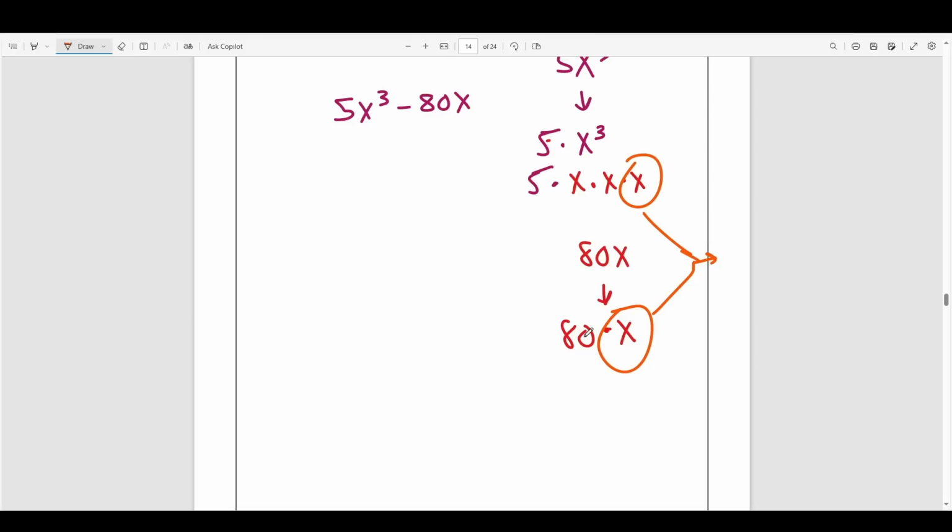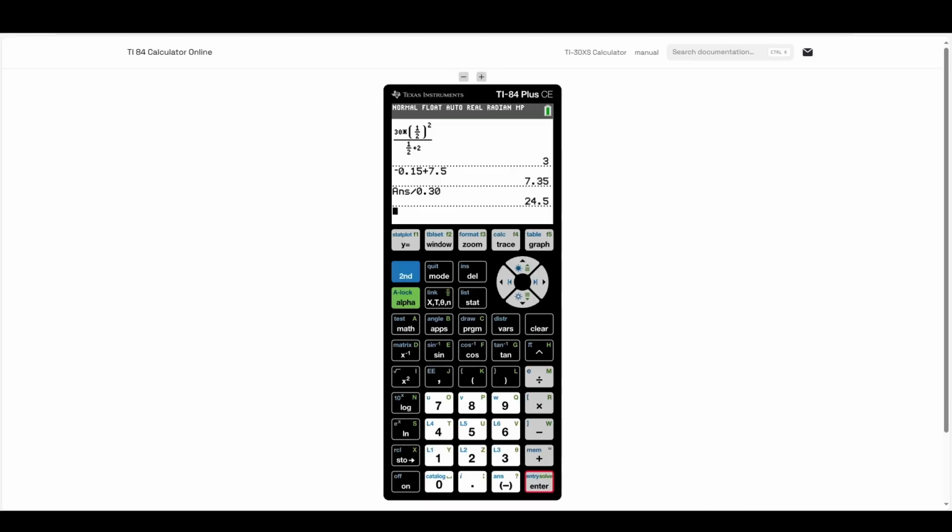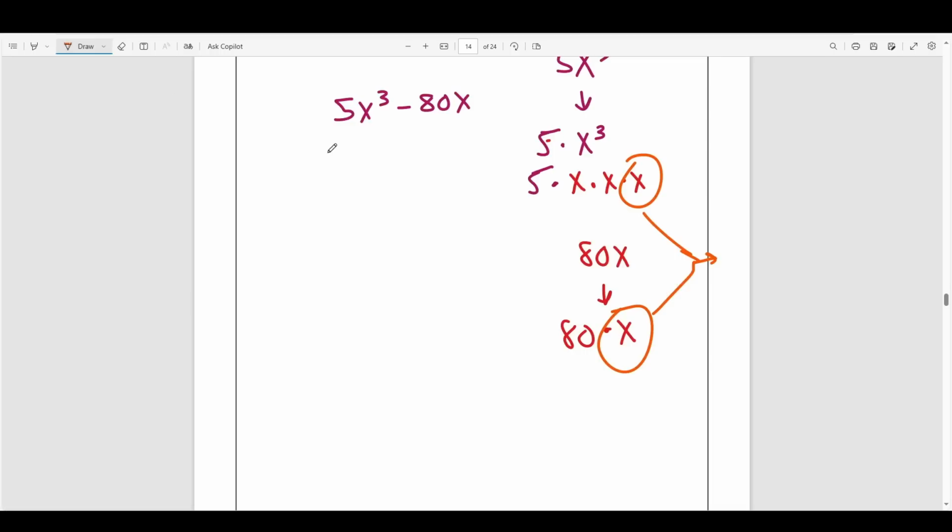Now, is 80 divisible by 5? Yes, the answer is yes. 80 divided by 5, if you don't want to do it manually, is going to be 16. Okay, so not only can I take away 1x because they share an x, they actually share a 5, because remember that 16 times 5 is actually equal to 80. So 80x is the same thing as saying 16 times 5 times x. That would still be 80x. And now I can take away this other 5.